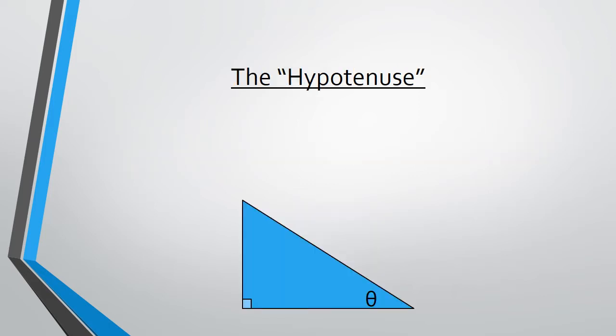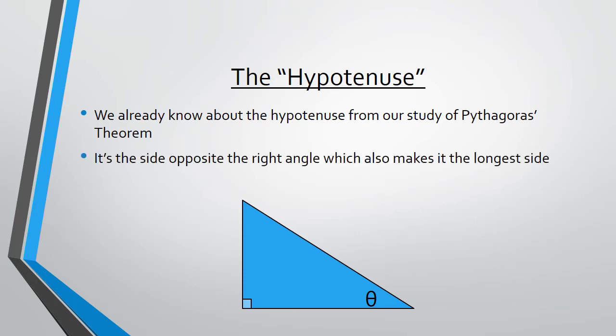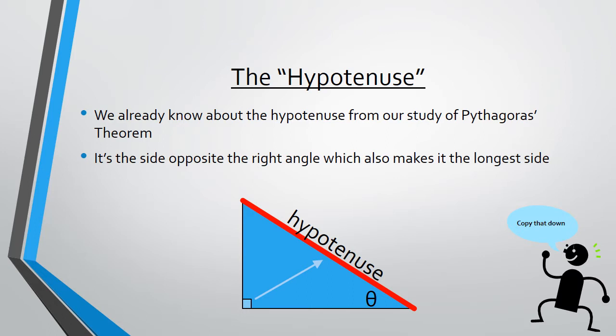The hypotenuse. We already know about the hypotenuse from our study of Pythagoras' theorem. It's the side opposite the right angle, which also makes it the longest side. There's the right angle. There's the side opposite, so that makes it the hypotenuse. Copy that down.